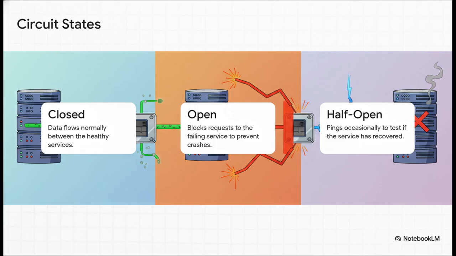Step 1, it's closed, meaning data is flowing normally, everything's fine. But if the proxy detects the target service is failing, it instantly flips to step 2, open. It aggressively blocks all requests right at the door, preventing the dependent services from waiting around and crashing. It fails fast. Then, after a set amount of time, it shifts into step 3, half open.